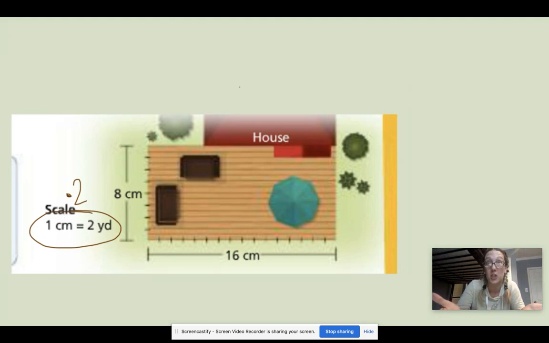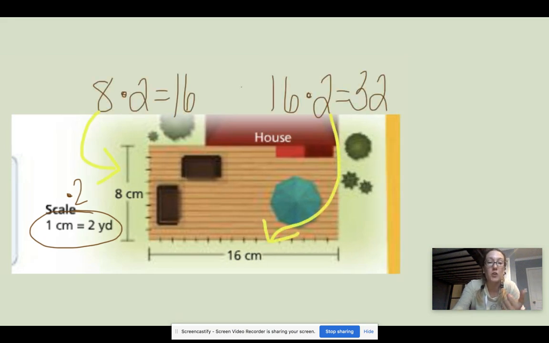So I really don't even need to use a proportion for this. You could if you wanted to, right? But I'm a fan of working smarter and more efficiently. So I look at this and I say, hey, all I got to do is take the centimeters, times them by 2, and change to yards. So let's take a look. Well, I know that my width over here was 8 centimeters. Well, 8 times 2 is 16. I know that my length was 16 centimeters. 16 times 2 is 32.